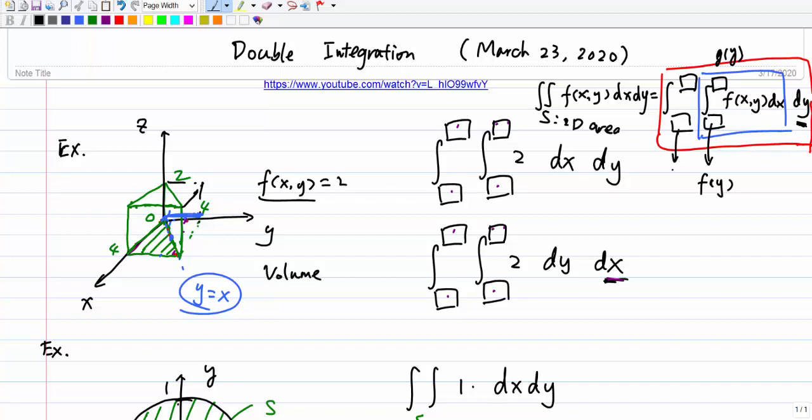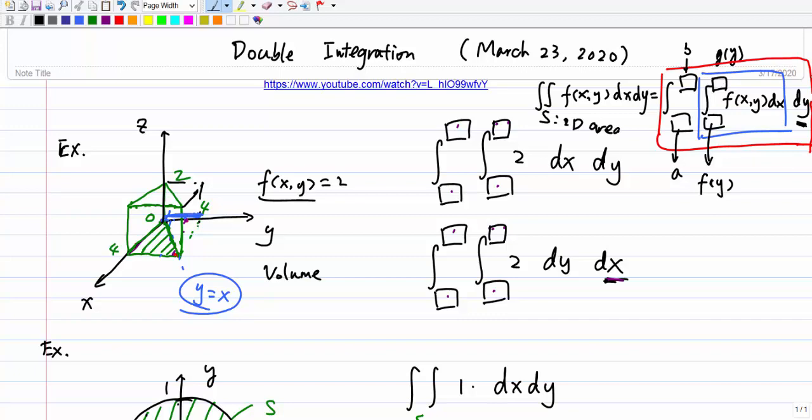But for the outside integration, the bounds should be values, for example a and b. Those a and b are actual values. They're not a function of anything. So essentially, you first compute the inner integration and then you compute the outer integration, which will give you a scalar or a number.